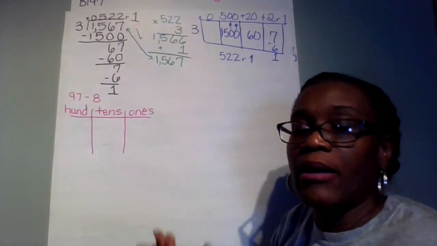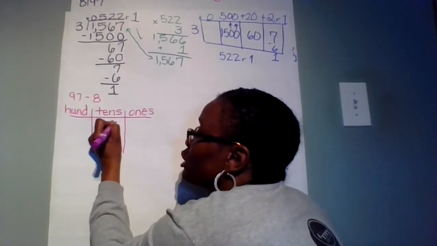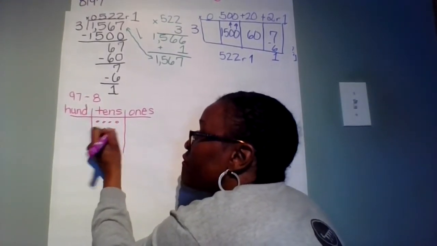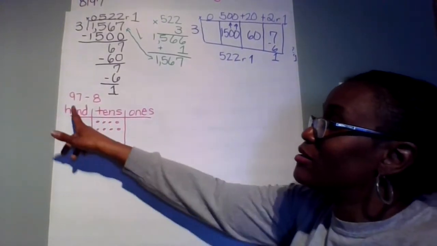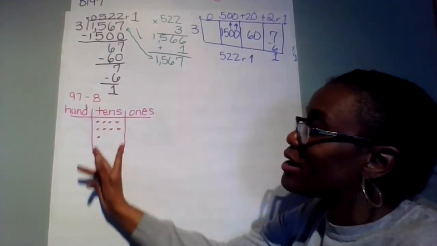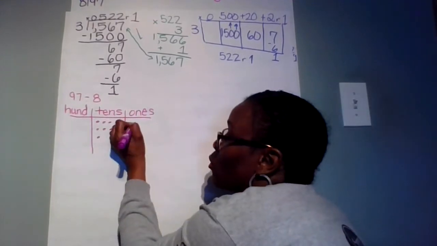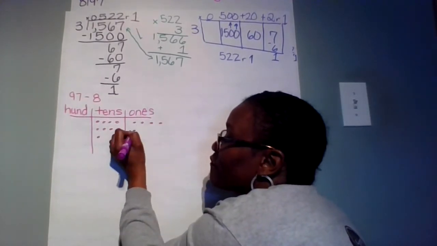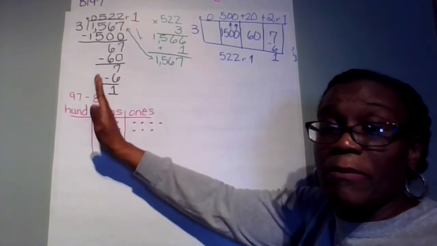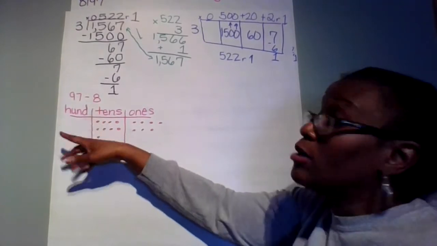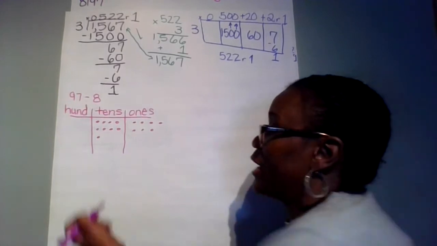And if you can, put it in a group of 8. So we have 1, 2, 3, 4, 5, 6, 7, 8, 9. So these 9 discs represent the 90 or 9 tens that you have. How many ones do you have? 7. 1, 2, 3, 4, 5, 6, 7. And so now what we're going to do is make groups of 8 because 8 is our divisor.